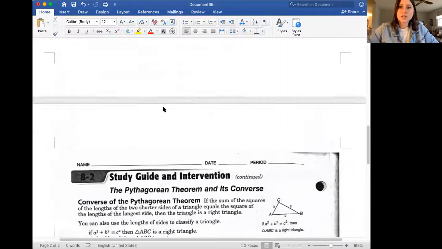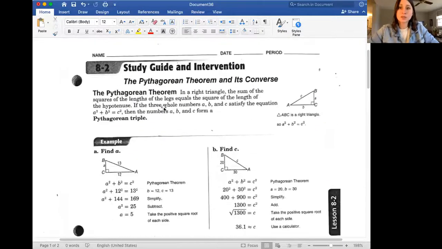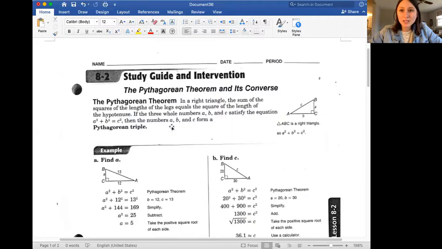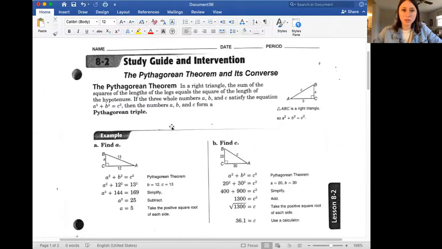Okay, so this lesson is basically going to be a review over the Pythagorean theorem and then building on that some more. I know you guys have learned the Pythagorean theorem in the past, and if you haven't, don't worry about it, because that's what we're going to look at today.